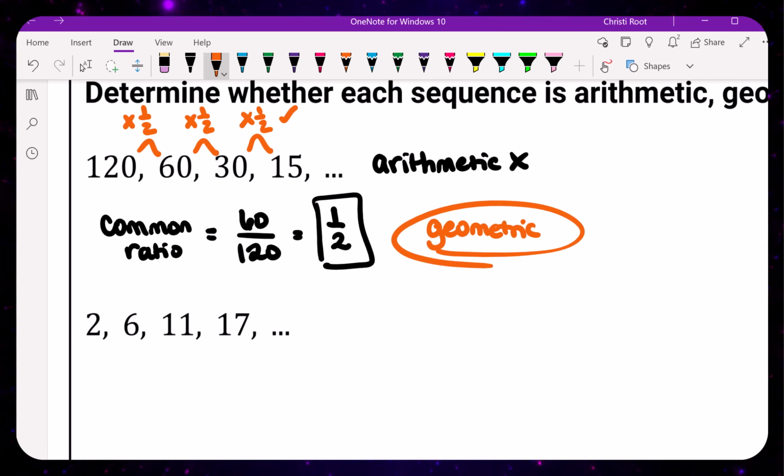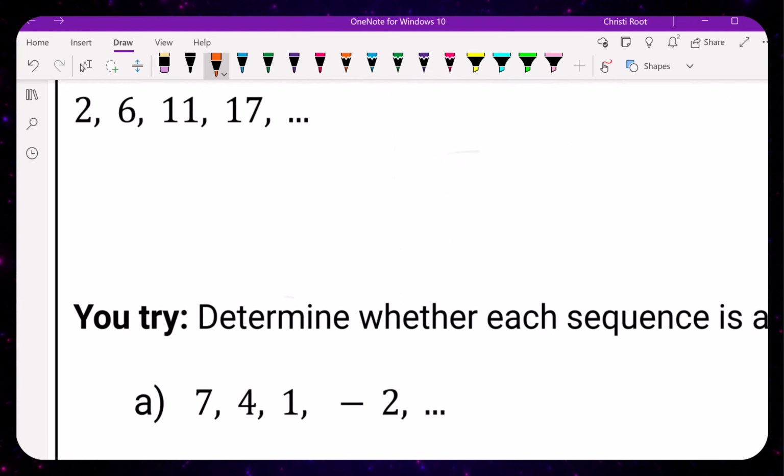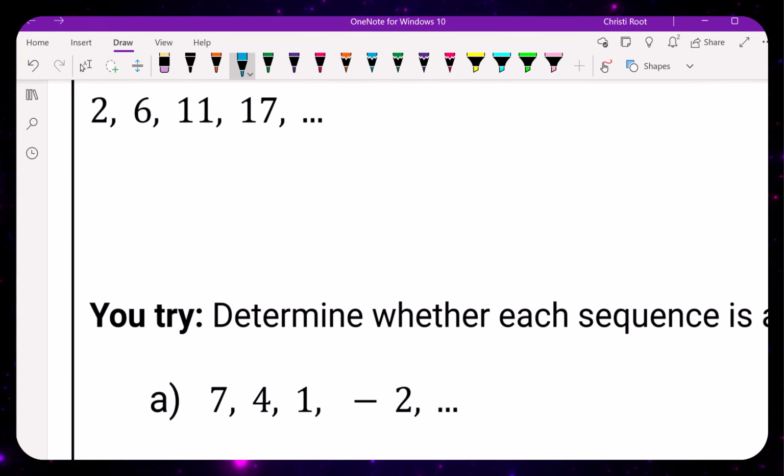So go with what you suspect it is going to be, test it, see if it works out, and then go ahead and decide. All right, so now in the second example, it feels like we are adding the same amount to each number. I don't think it's exponential. It's not growing really quickly. So I'm going to try to find a common difference here.